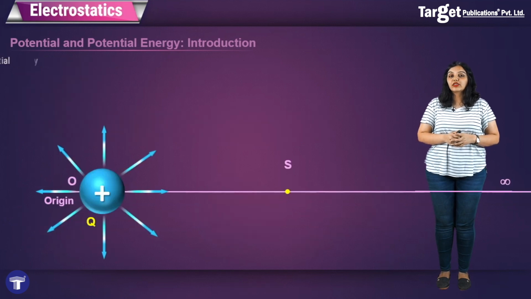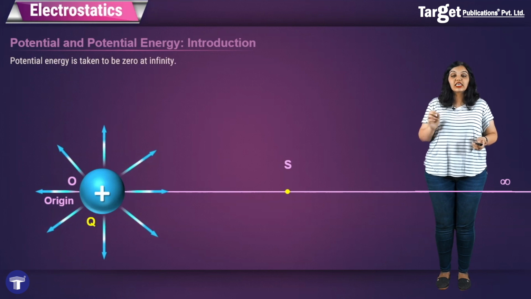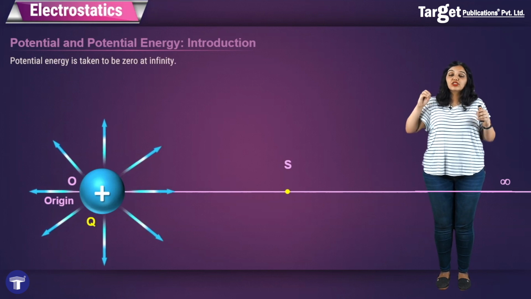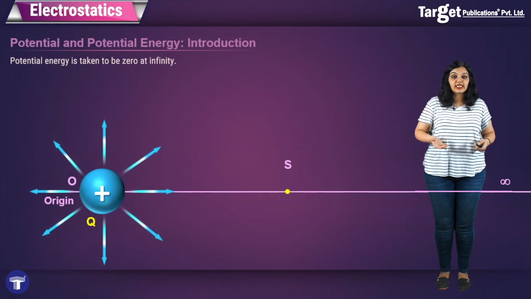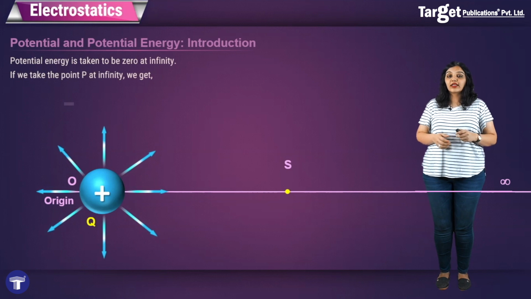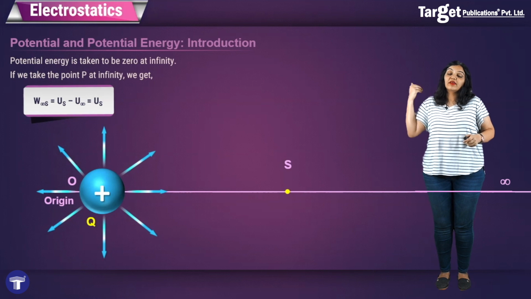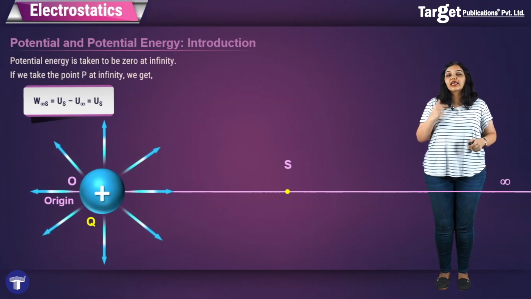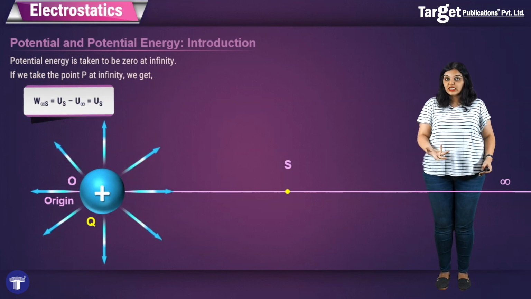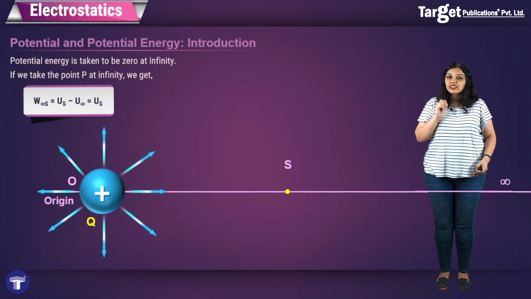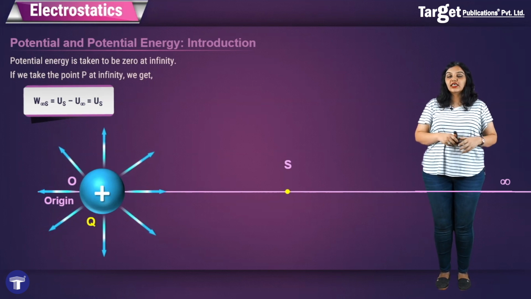Finally, remember one important convention about the potential energy. We assume that the potential energy at infinity is 0. And therefore, instead of bringing the charge from some point P to S, suppose I bring the charge from infinity to S. Then in our previous formula, basically what will happen is that WPS will become W infinity S, because now the charge is coming from infinity instead of P. And therefore, I will get US minus U infinity. But I just told you that the potential energy, that is U infinity, at infinity is taken to be 0. So U infinity becomes 0, and I get that W infinity S is equal to US.